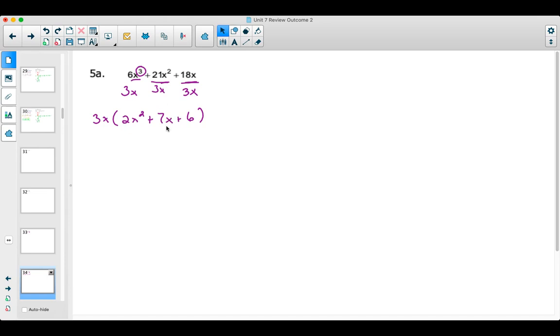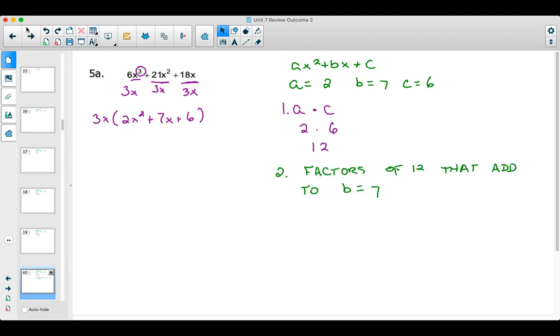Now I need to go through the exact same steps I was just doing with this here. Now, what I'm going to do is find A, B, and C, but just with what's in parentheses here. So A is 2, B is 7, and C is 6. A times C is going to be 2 times 6, which is 12. Then I'm going to find the factors of 12 that add up to B, which is 7. The factors of 12 are 1 and 12, 2 and 6, and 3 and 4. Since I'm looking for ones that add up to 7, 3 and 4 add up to 7.